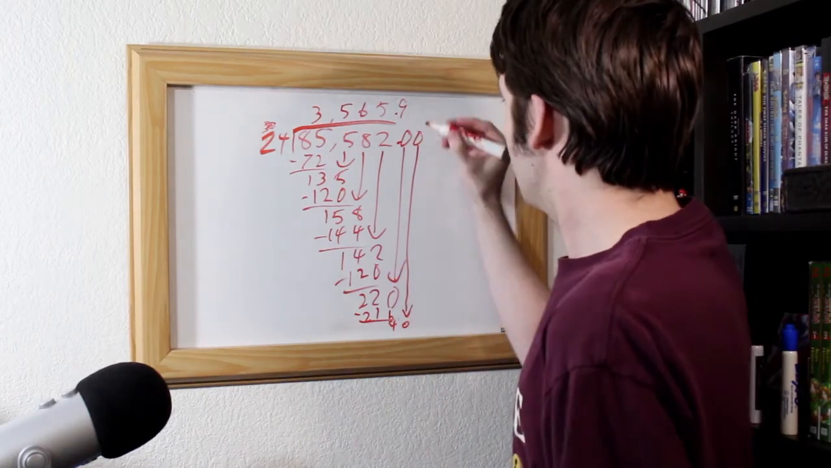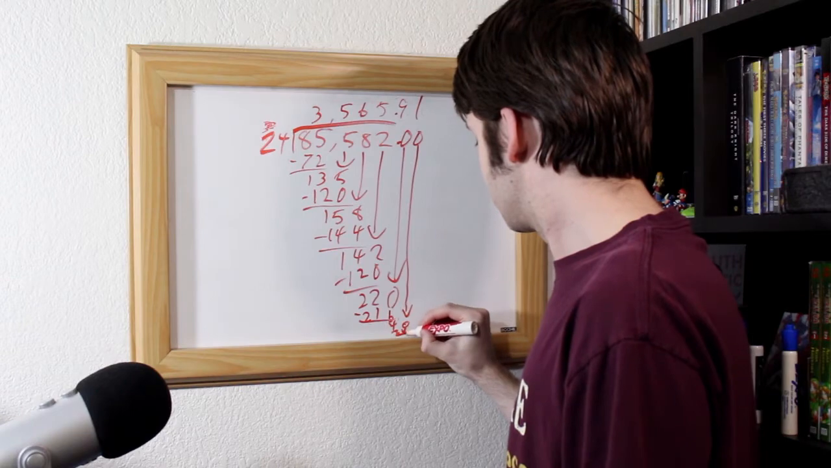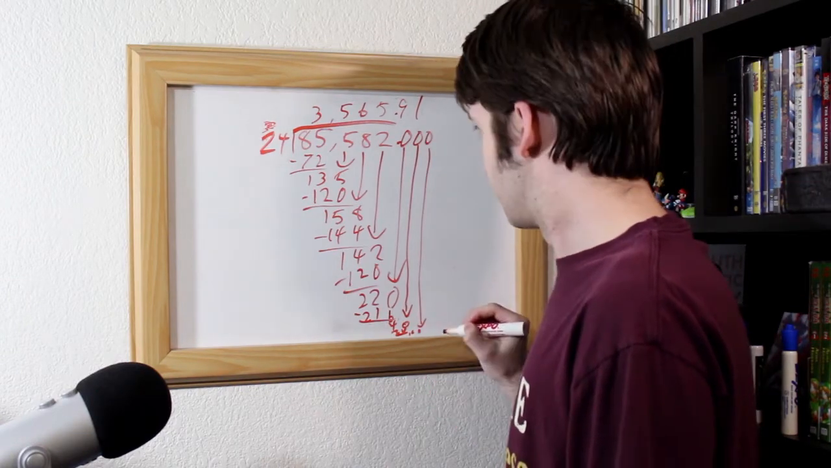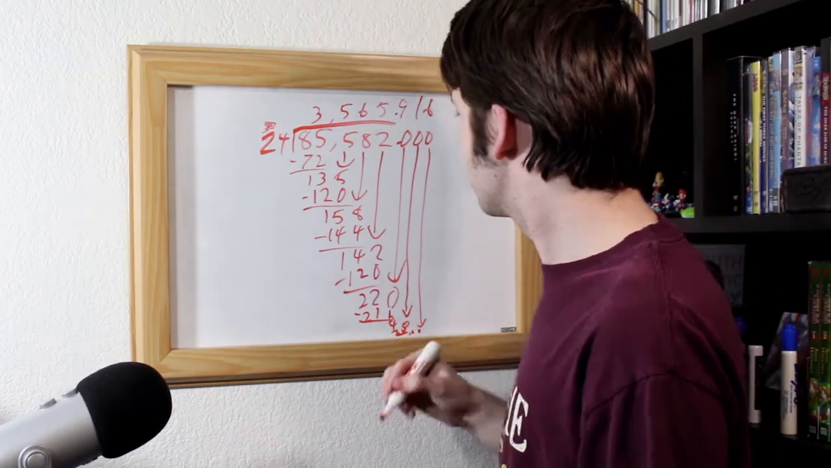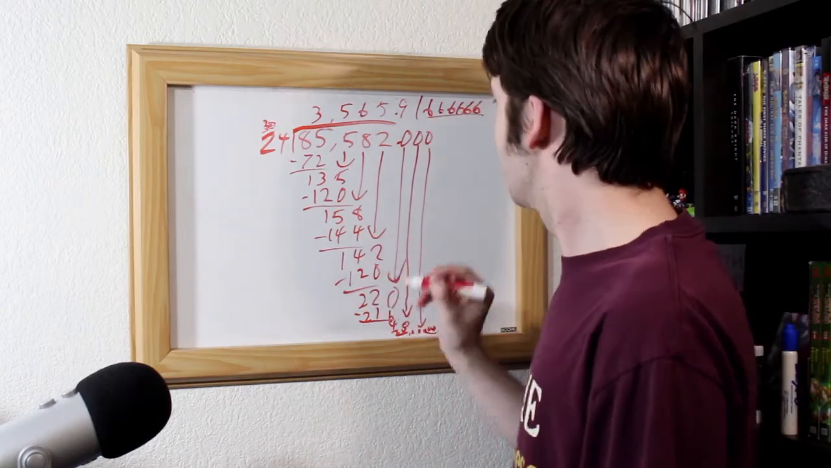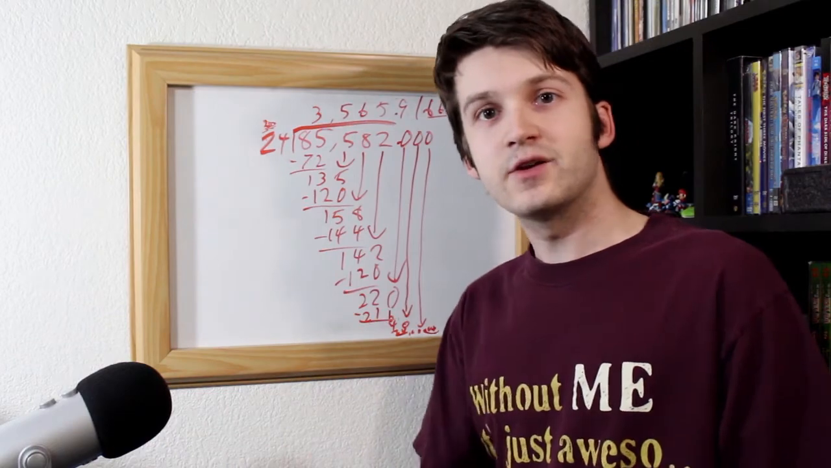24 goes into 40 one time. 1 times 24, so that'd be 16. There's another 0. We can bring that down. 24 goes into 160 6 times. 6 times 24, 144. And then we're left with a continuous loop of 6, 6, 6, 6. The devil has been summoned, and that's how you do long division.